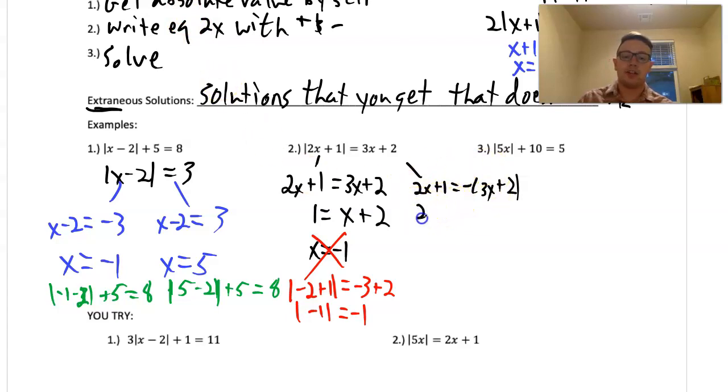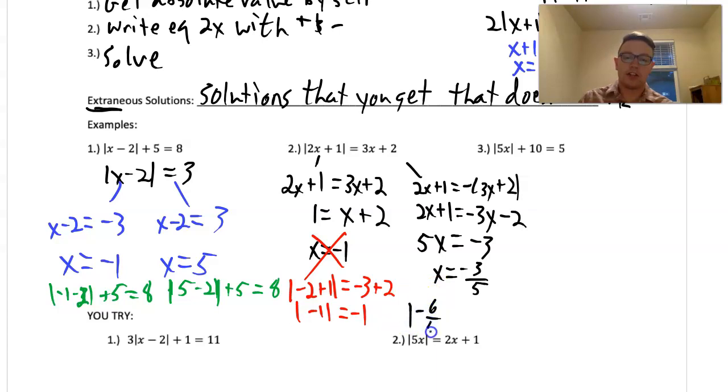For this one, we'd get 2x plus 1 is equal to negative 3x minus 2. If we put all of this in, solve for it, we'd get 5x is equal to minus 3, or x is equal to negative 3 over 5. Would this work? Well, is negative 6 over 5 plus 1 equal to negative 9 over 5 plus 2? So what would this end up being? Well, this would be, I'm running out of space here. So this would be negative 1/5.